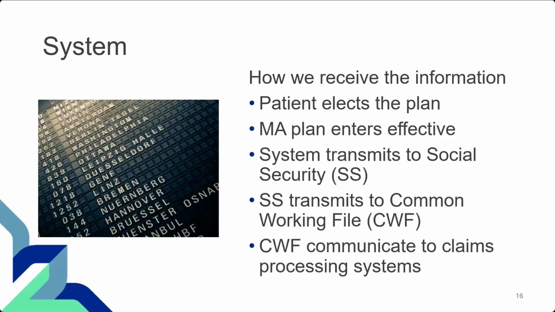So how do we receive the information? How does the Medicare fee-for-service process receive this information? The patient does have to do an election with each individual MA plan. That MA plan then has their own system. The MA plan enters information into their system, giving it an effective date. That system, it's an MA eligibility system, transmits information to the Social Security information. It is not the same as their Medicare Advantage processing systems. They can be two different things.